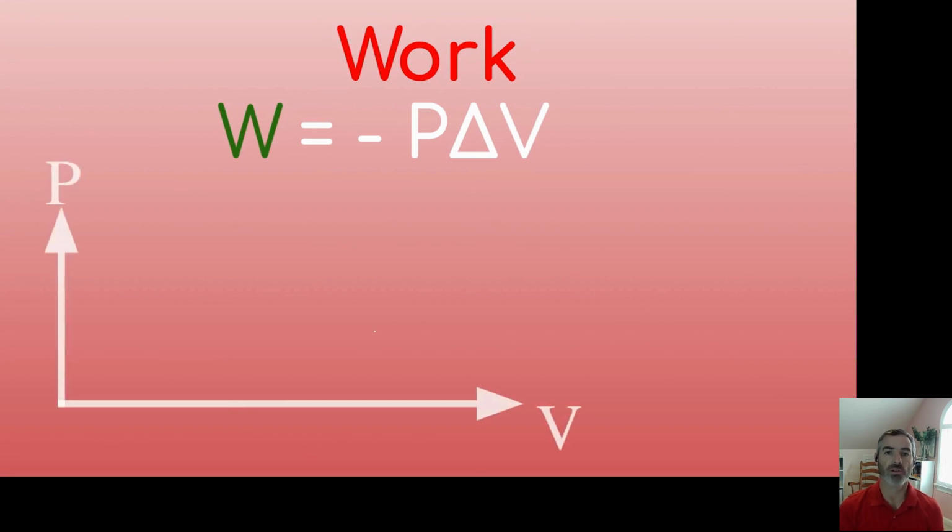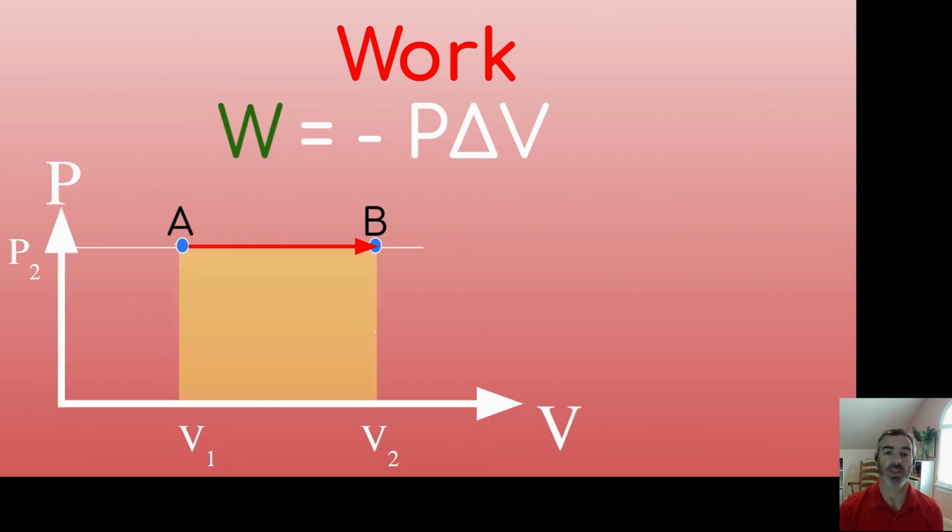So in the last video, we learned that work is equal to the negative pressure times the change in volume. That's a constant pressure, or an isobaric process. So if we draw an isobaric process on our PV diagram going from A to B, again, don't forget to draw the arrows on your PV diagram. What we learned in the last video is we can calculate using the equation, work is equal to negative pressure times the change in volume, or we can find the area underneath that curve.